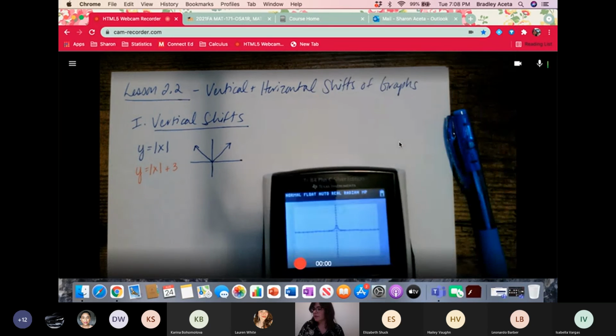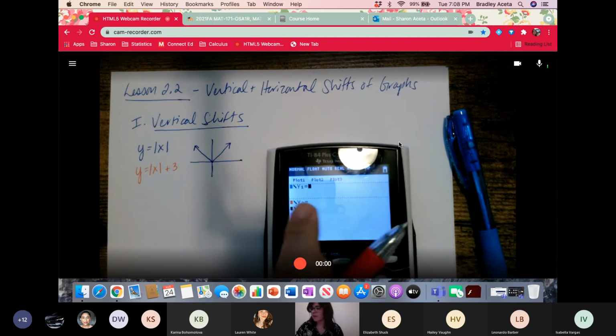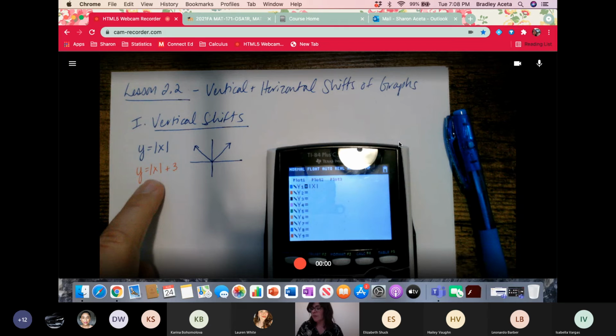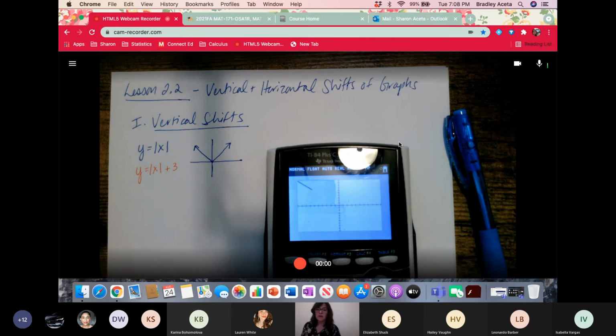put it in the calculator just to see what happens here, because I always think that's important. So we're going to put the parent in the first one, math, num, abs, x, there's your parent. For y2, we're going to put math, num, abs again. And then we're going to move our cursor over and put +3. And watch what happens here.